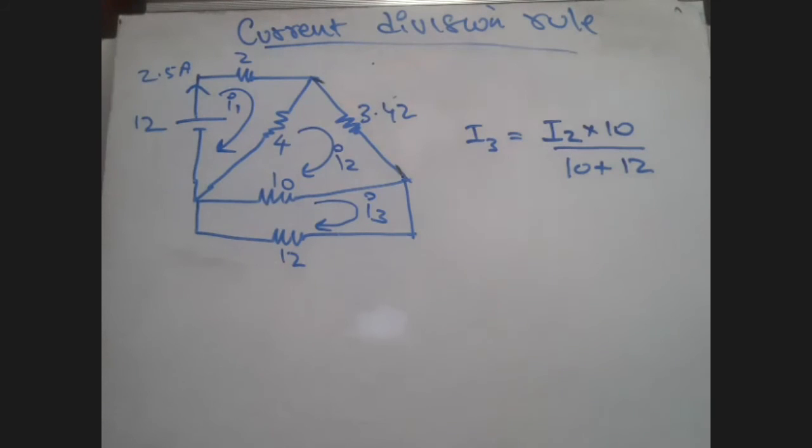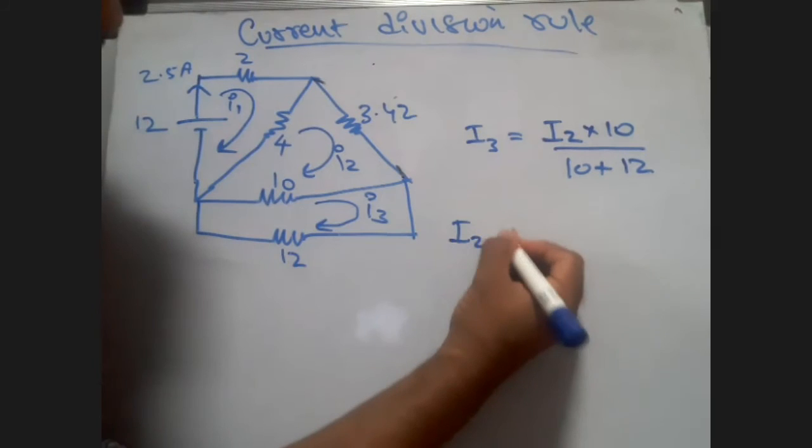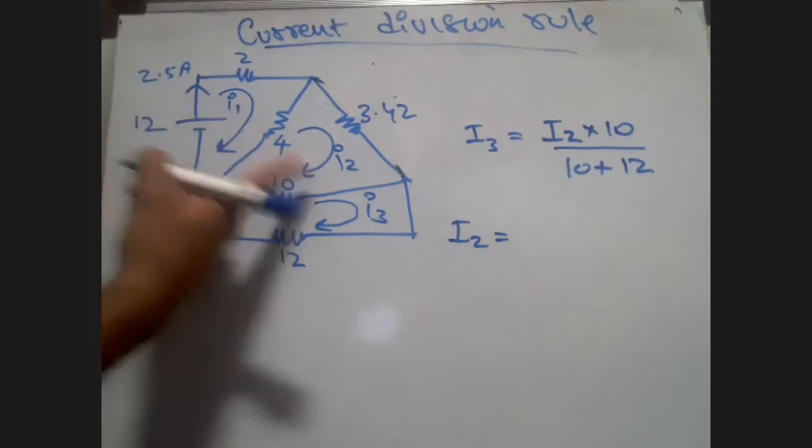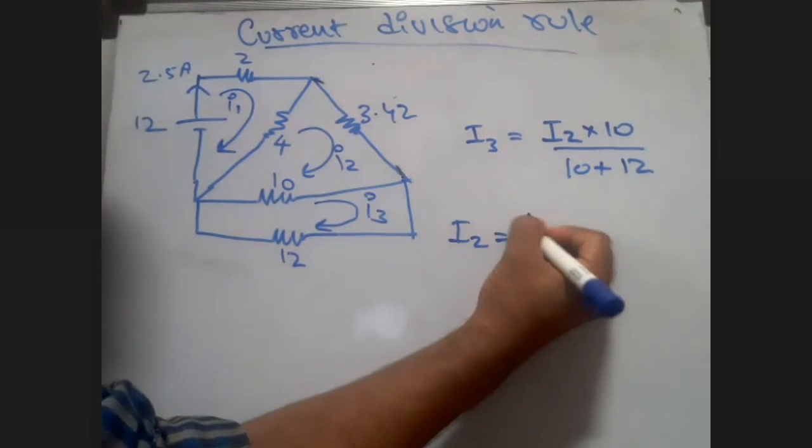But do I know I2? I don't know how much I2 is. So for that, what do I need to do? Do I need to find out I2? Can I apply the current division method in the same way and find out what I2 is? Yes, sir. So I2, by the current division method, is equal to the incoming current. In these two branches, the incoming current is I1.